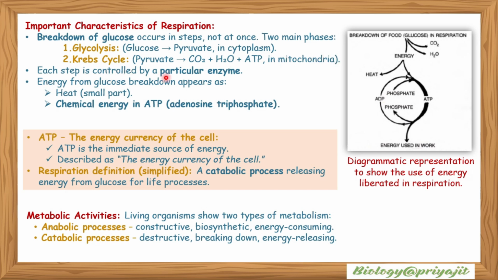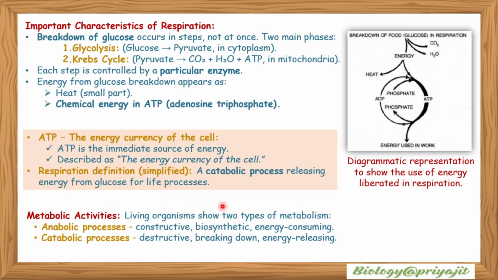Each step is controlled by a set of particular enzymes, and energy from glucose breakdown appears as heat as a small part, and chemical energy in ATP, adenosine triphosphate. ATP is the energy currency of the cell. It is the immediate source of energy. Respiration is basically a catabolic process releasing energy from glucose for life processes.